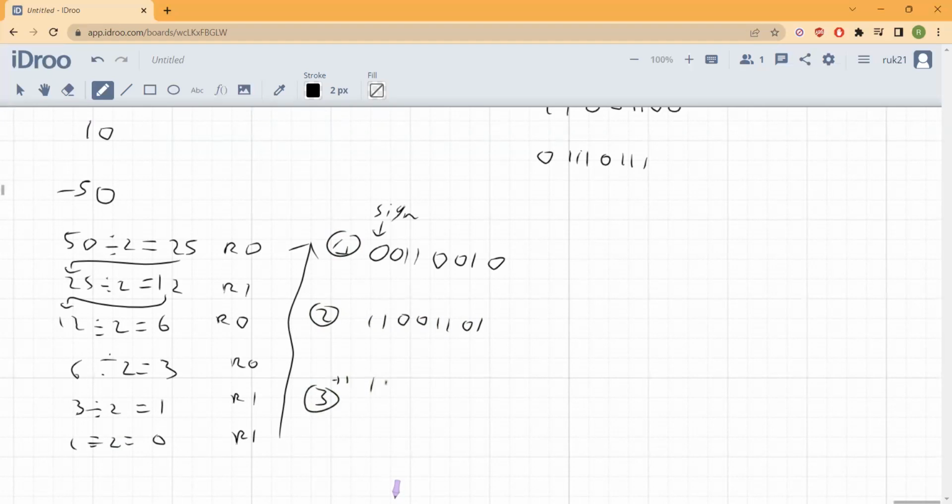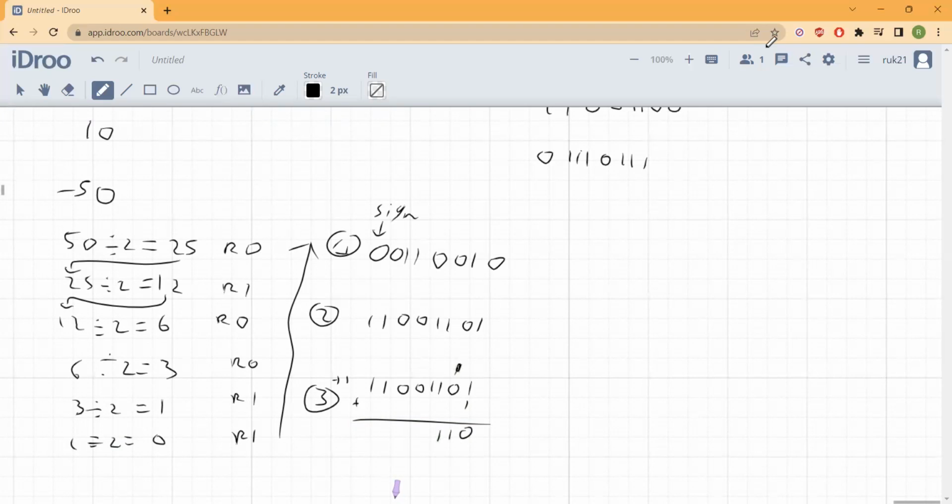So let's do that. 1, 1, 0, 0, 1, 1, 0, 1. We're going to add 1 to that. So 1 plus 1 is 2, but this is binary, so we can't have 2, so it's going to be 0. We're going to carry it over, so it's 1. So then you're going to add that 1.